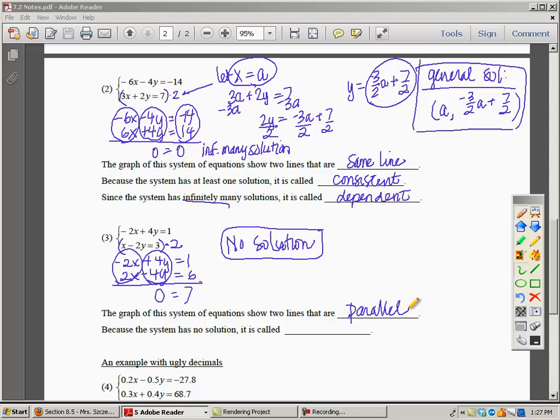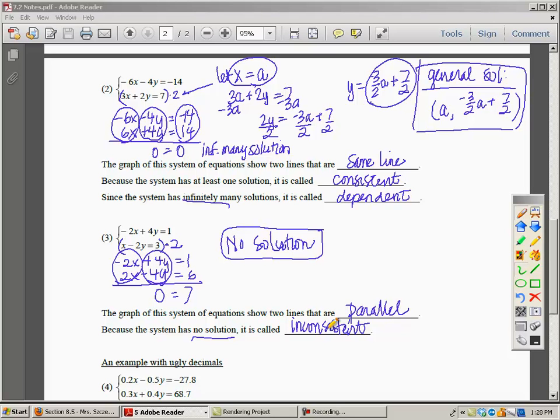And if they have no solution, we call this inconsistent. Now, if it's inconsistent, you don't have to actually say anything else. We just say the system is inconsistent. It's when you say the system is consistent that you also have to give a clarifier as to what type of consistent system it is. Okay, so just kind of be aware of that.